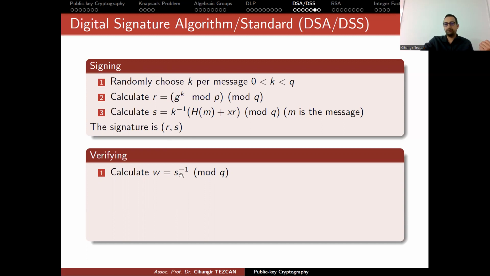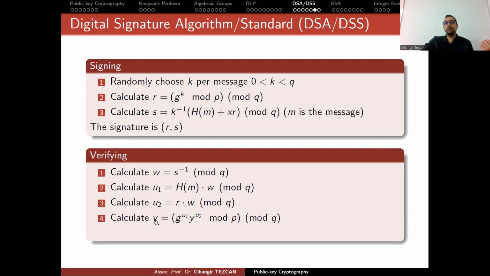So they receive S from you. They calculate W. They also calculate U1, which is the hash of the message multiplied with this W value. Then you also calculate R times W, and you obtain U2. Then you calculate V, which is G to the power U1 multiplied by Y to the power U2, which are the values you calculated here, modulo P, modulo Q. Now, if V equals this R, then the signature is valid. If it is not, then the signature is not valid.